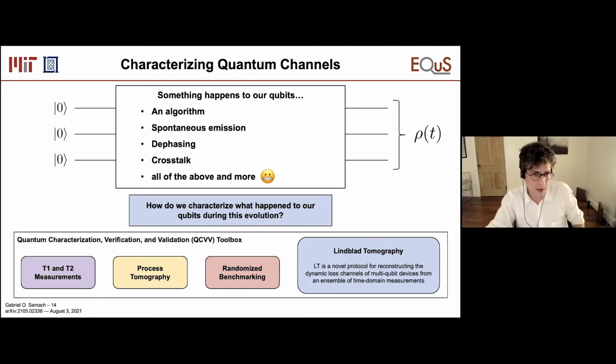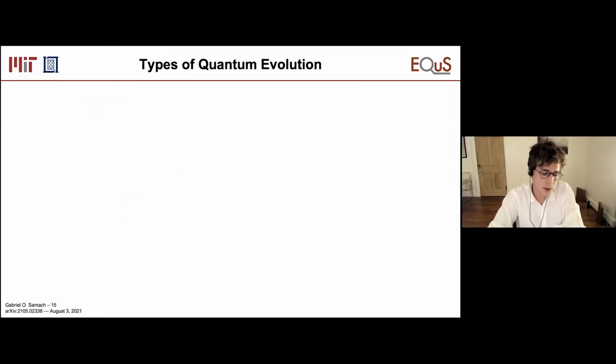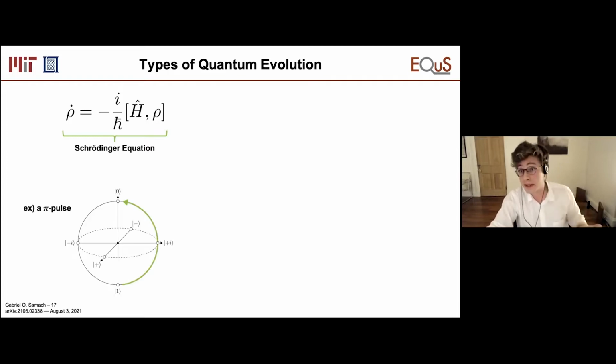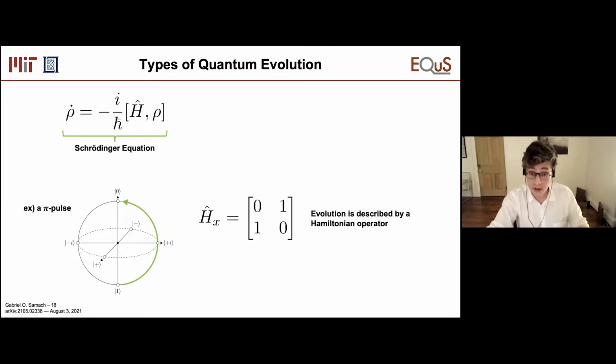Okay, so let's break down a little bit more what we mean by quantum channels and quantum evolution. So when we talk about quantum evolution, maybe the first thing that should really pop into your head is the Schrödinger equation, which is the backbone of all of quantum mechanics as we know it. And as a quantum computing experimentalist, when I think about the Schrödinger equation, I think about something like a pi pulse. So here we have our qubit state initialized into the 1 state, for instance, and I'm going to coherently rotate it into the 0 state. This process can be well described by the single qubit Schrödinger equation in the sense that it can be described by a single qubit Hamiltonian. So in this case, the dynamical operator is just the Pauli X matrix.